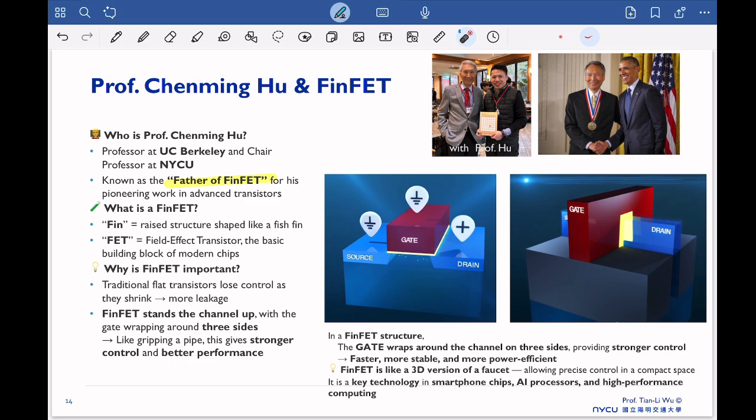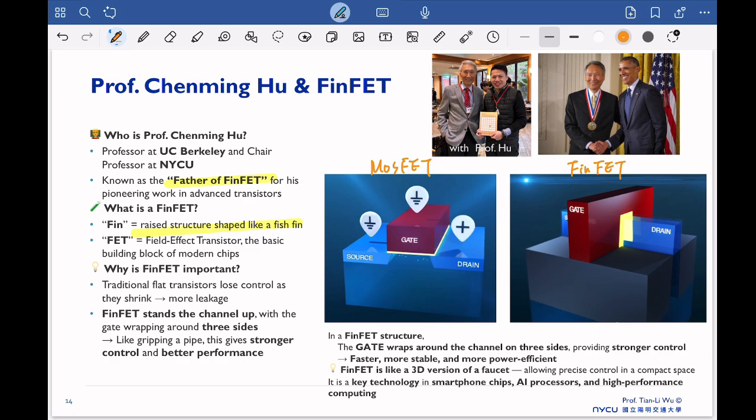And actually, what does FinFET mean? Fin is a kind of raised structure, shaped like a fish fin. The left-hand side is a typical transistor, and this is the device structure we call the MOSFET. We will talk about the MOSFET later, just to let you know what the MOSFET actually looks like. And the right-hand side is what we call the FinFET.